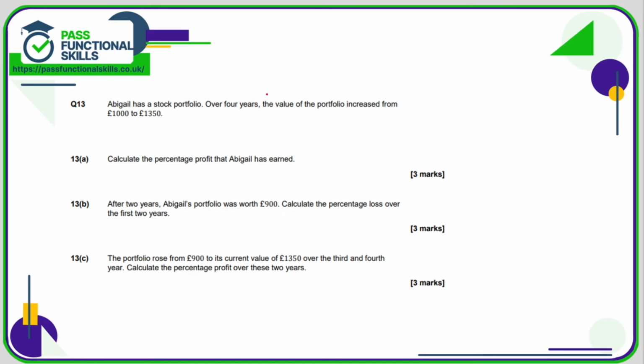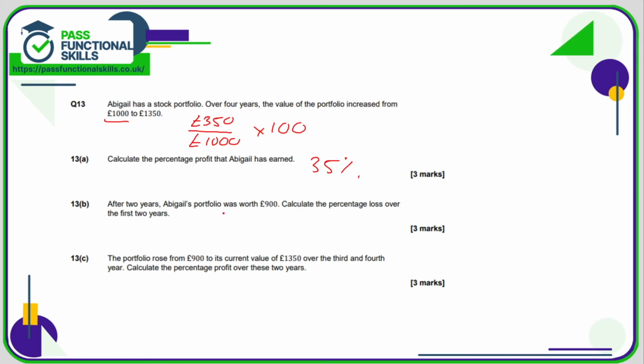Question number 13, we can use a calculator here. So the percentage profit that Abigail has earned, so it's increased from 1,000 to 1,350, so that is a difference of £350, so that is the profit, and the percentage profit is the profit as a percentage of the initial investment, which is 1,000. So 350 divided by 1,000 multiplied by 100, and that works out as a 35% profit.